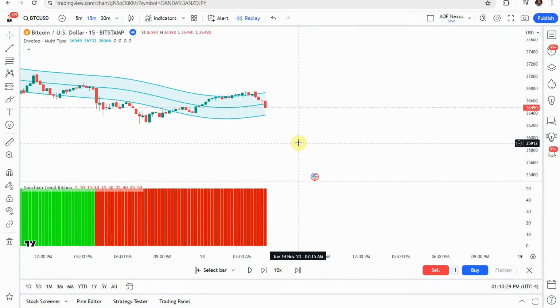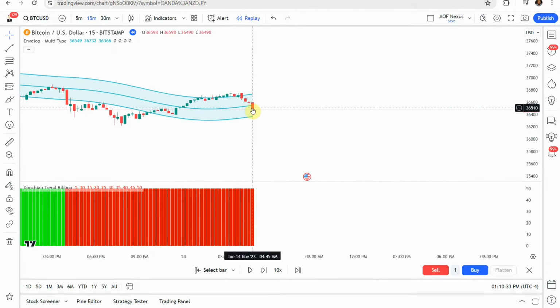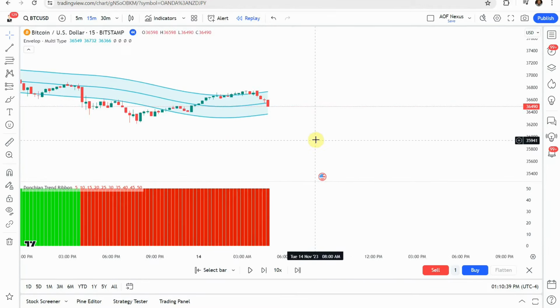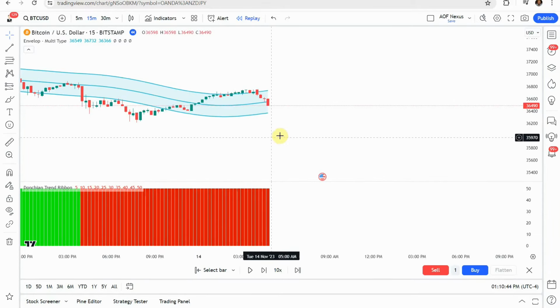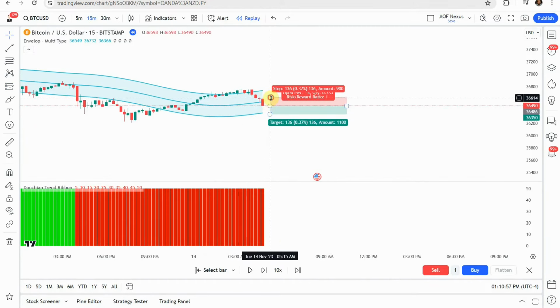And so what we're looking for a short trade is when price action breaks down below the middle line of the envelope indicator. And once it breaks down below that middle line, we're then going to look down to the Donchian trend ribbon, and we want it to be in the red color with red bars like this here. Once those line up like so, that's going to be our signal to enter into a short trade.